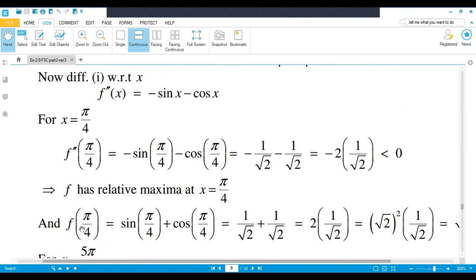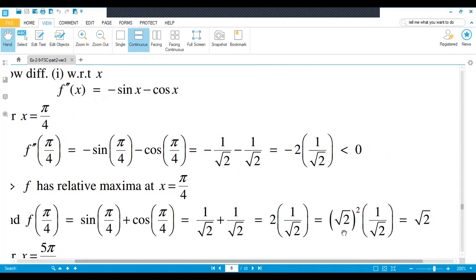Now this pi by 4 we put in the original equation. We get 2 into 1 over under root 2. So by multiplying, this 2 we can write as under root 2 square. So under root 2 one time cancels with under root 2, we get under root 2.